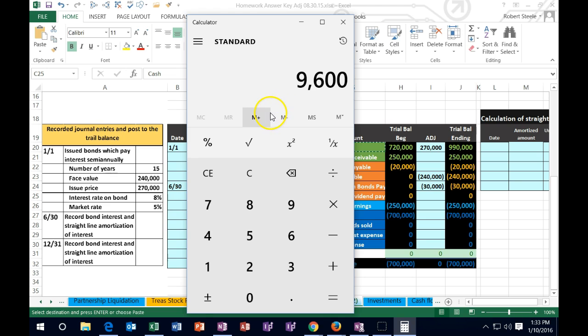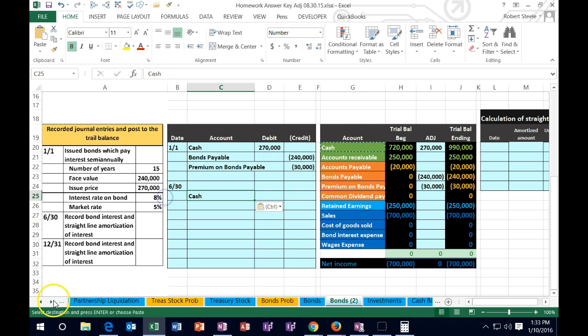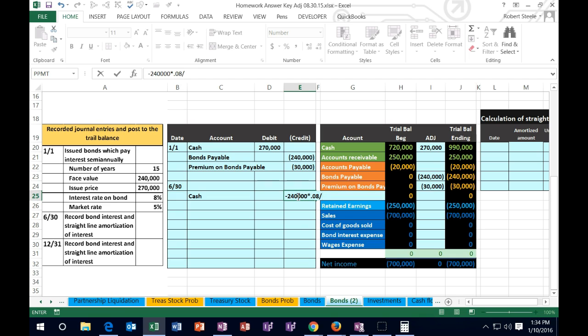I'll do that same calculation over here, slightly different. So we're going to put our cursor in E25, I'm going to select negative, and we'll do that same thing. I'm going to say it's 240 face amount times the rate of 0.08, and this time, instead of saying 6/12, which is half a year, I'm going to say just divided by 2, half a year, and then enter. And so that'll give us that 9.6, and then of course the debit is going to go to the bond interest. That's going to be an expense down here, expense similar to rent expense.